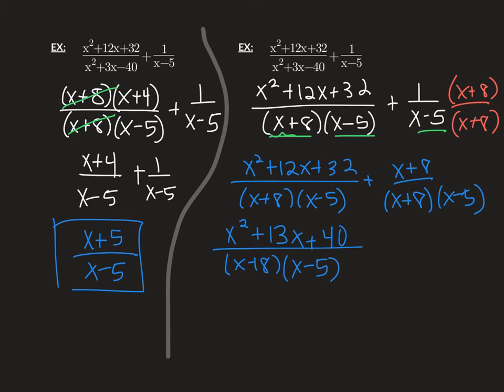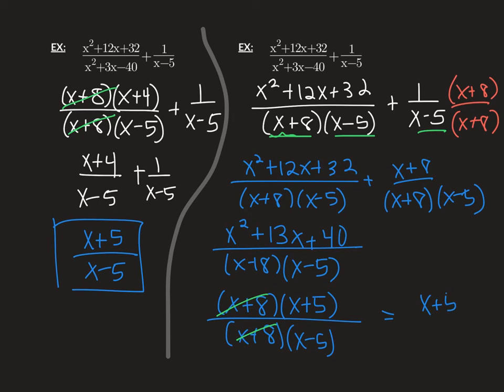Hopefully then you notice that both of these can factor. The denominator is already factored, but the numerator can still factor. And I can factor that to be (x plus 8)(x plus 5) over (x plus 8) times (x minus 5). And then these two cancel out. And so my final answer would be (x plus 5) over (x minus 5).